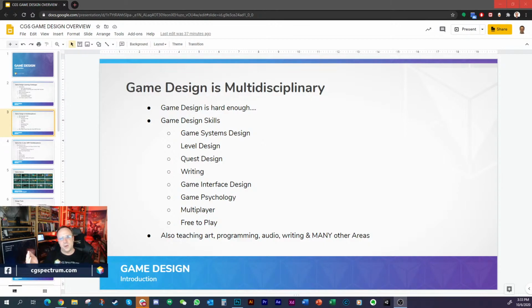The people I know who are true multitaskers and try to be masters of all these things are really not good at any of them. It's hard enough to be a good, broad game designer, let alone somebody who's also good at art, programming, audio, and all these other disciplines. So that's where you have to be very careful, knowing what to focus on.